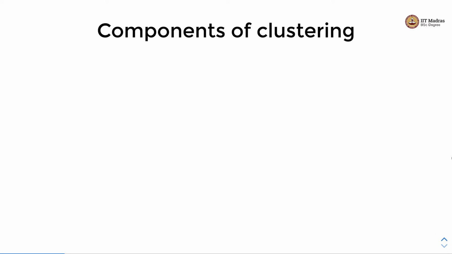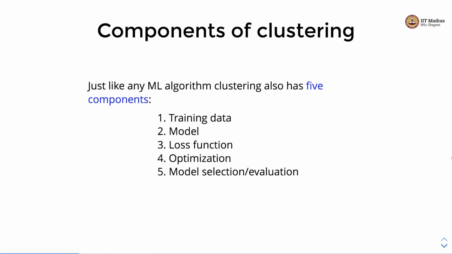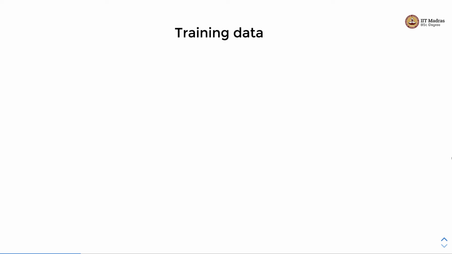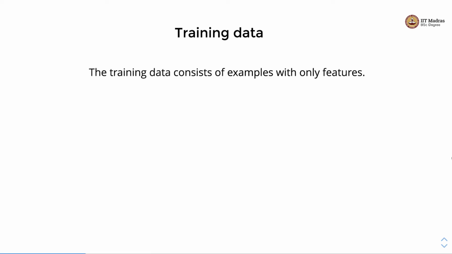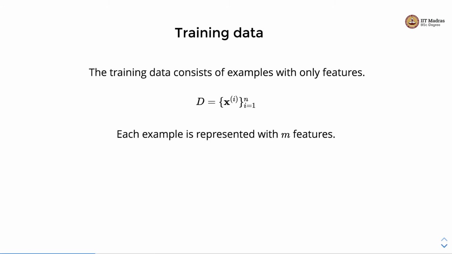Let's look at components of clustering. Just like any other machine learning algorithm, clustering also has 5 components: training data, model, loss function, optimization procedure, and model selection and evaluation components. The training data consists of examples with only features, and note that the labels are not available. So training data D only has examples represented with features, and there are n examples, and each example is represented with m features.